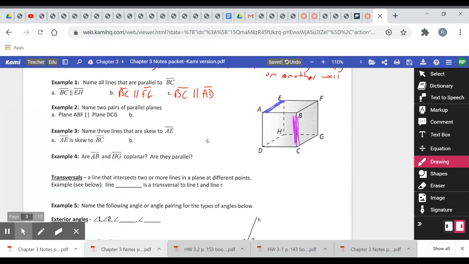Actually, I came down to example 3. I'm going to go and do example 2 first. Sorry about that. I skipped it.